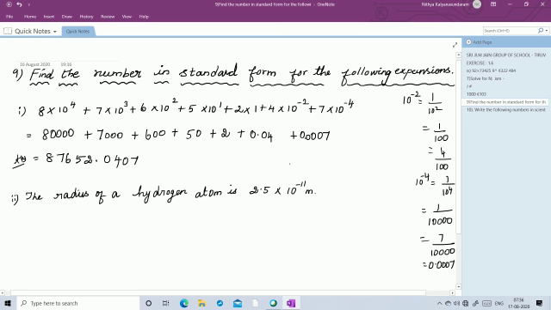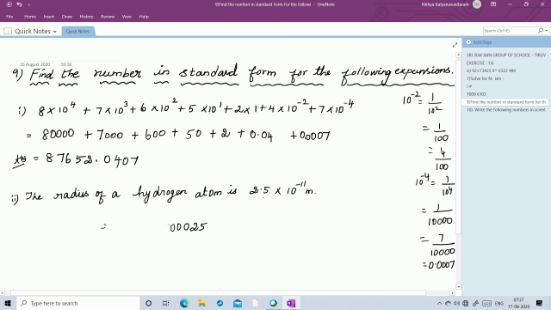Same here, second question, the radius of a hydrogen atom is given as 2.5 into 10 power minus 11 meter. So here you want to write it in standard form. First you will write the number 25. So how many decimal places? Here 11, and we already have 1 decimal, so totally 12 decimal places. So you can add 12 zeros before.